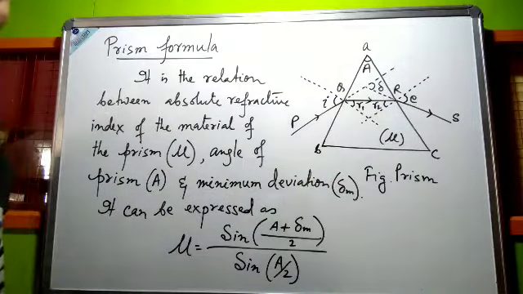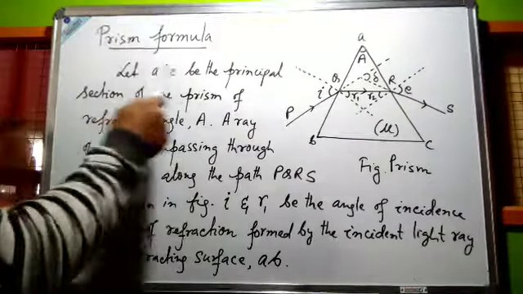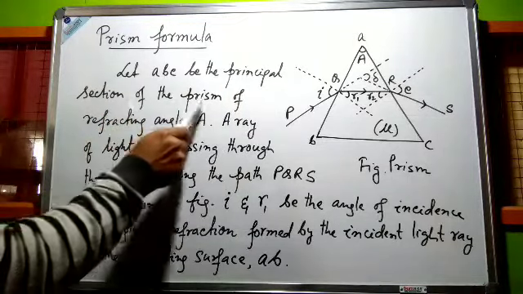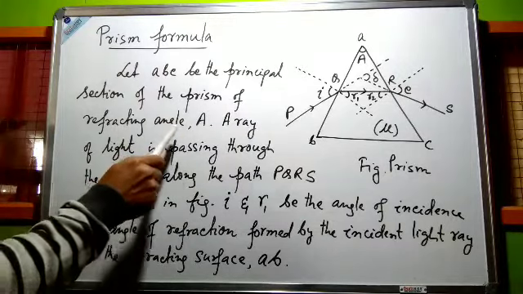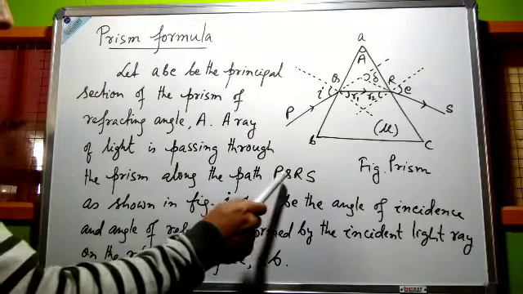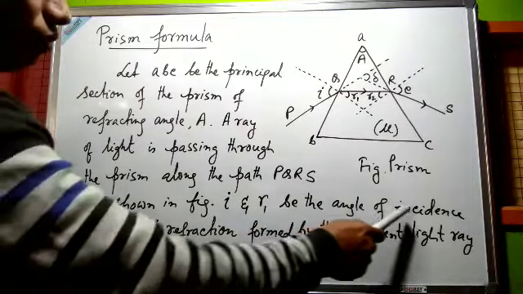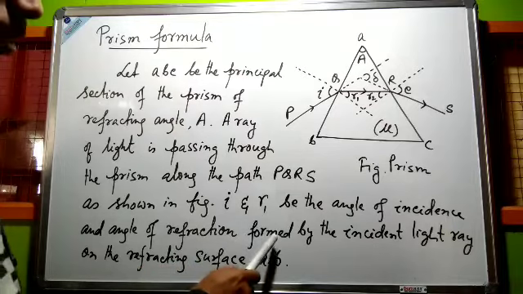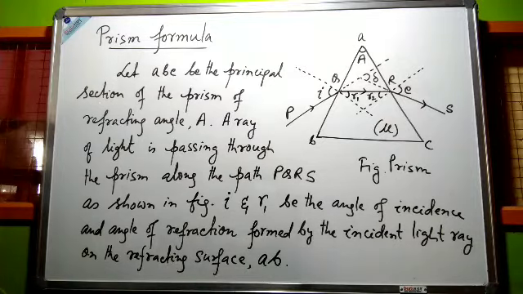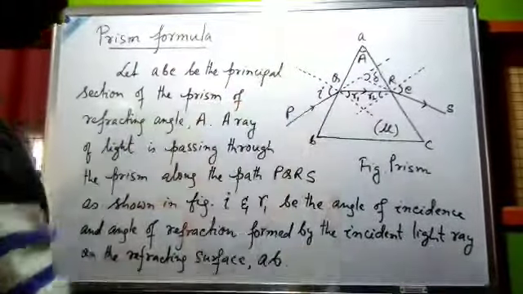This derivation comes in the exam as an essay type question for 5 marks. So here we may write like this: let ABC be the principal section of the prism of refracting angle capital A. A ray of light is passing through the prism along the path PQRS as shown in the figure. In the figure, ABC is the principal section of the prism.